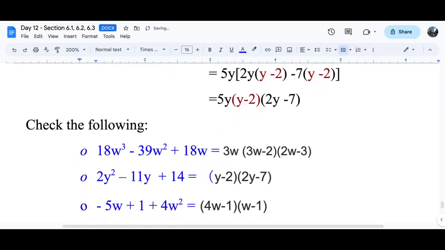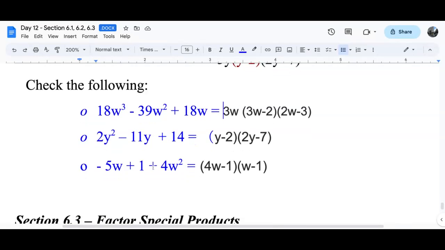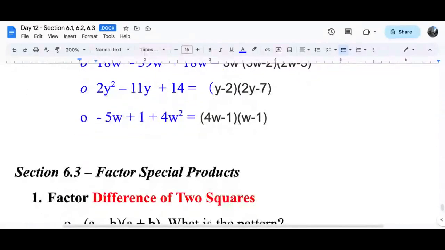Okay, I give you the answer. The answer 3w. Okay, let's see. Someone has it. 3w minus 2, 2w minus 3. Perfect. Yeah. All right.